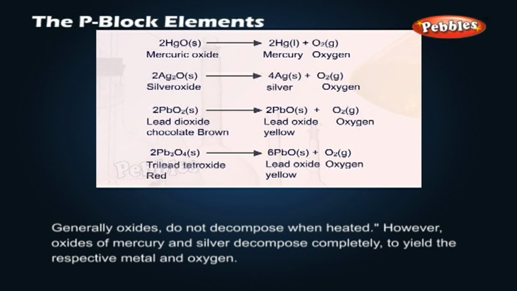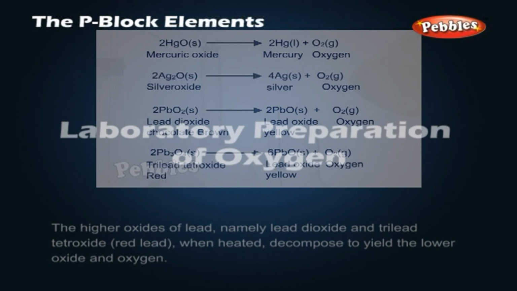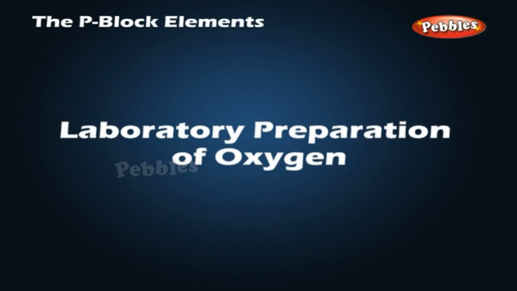Generally, oxides do not decompose when heated. However, oxides of mercury and silver decompose completely to yield their respective metal and oxygen. The higher oxides of lead, namely lead dioxide and trilead tetroxide, when heated, decompose to yield the lower oxide and oxygen. Laboratory preparation of oxygen.